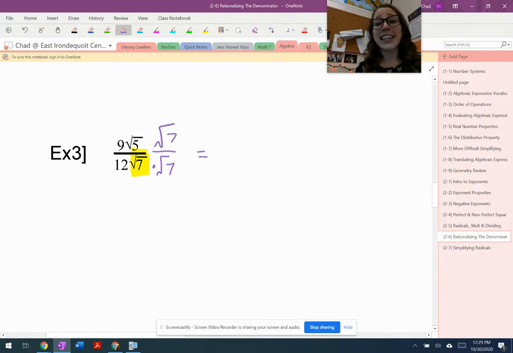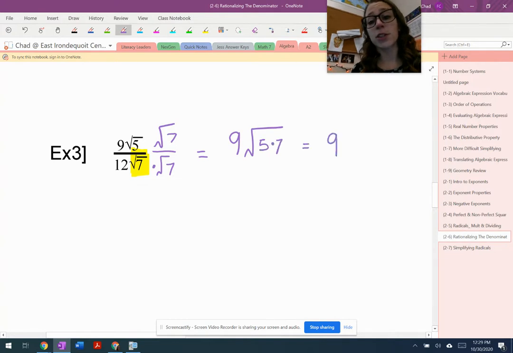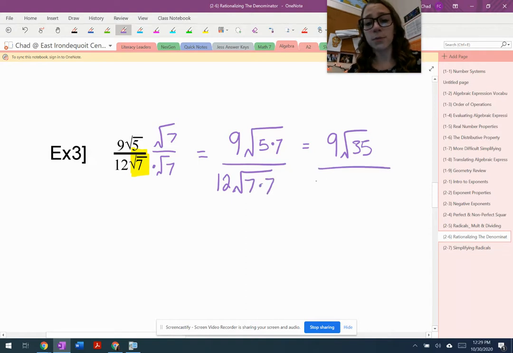So again, that 9, kind of like a coefficient, just kind of hangs out outside my radical. The square root of 5 times the square root of 7 is equal to the square root of whatever 5 times 7 is, which is 35. And on the bottom, we've got that 12 just outside the square root multiplied by 7 times 7, which gives us 12 square roots of 49.